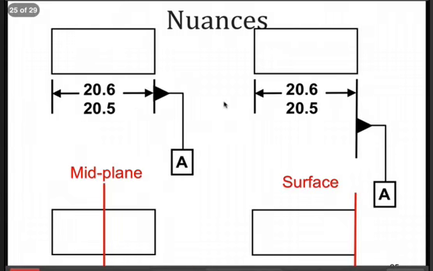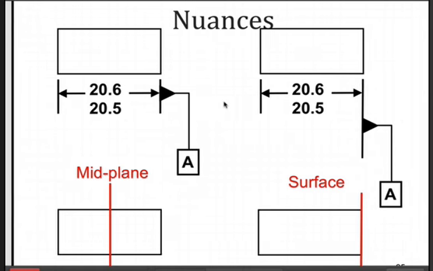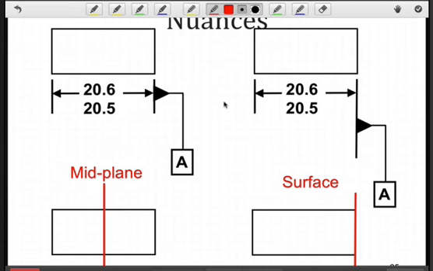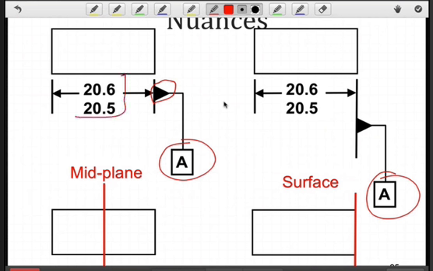Now there are some nuances that you should pay close attention to. And one of them has to do with where the datum symbol is attached. So here are two examples where we end up with a different datum depending upon the attachment point. The one on the left, we see our attachment is at the dimension line. If you see that, then what you're really saying is this is going to be treated as a feature of size. And you'll see that term used in other instances as well as we go through the semester.